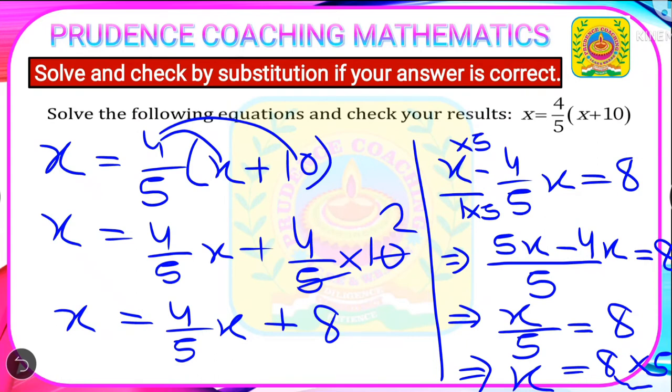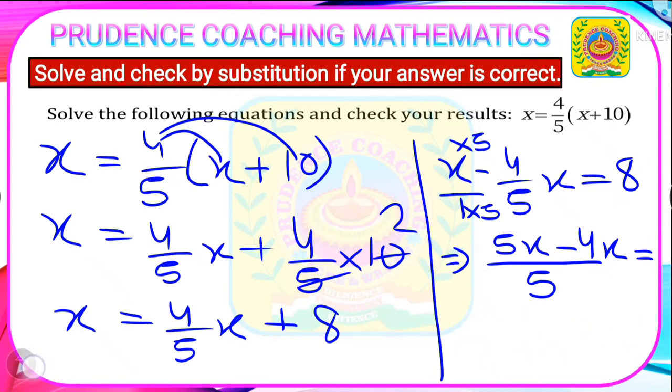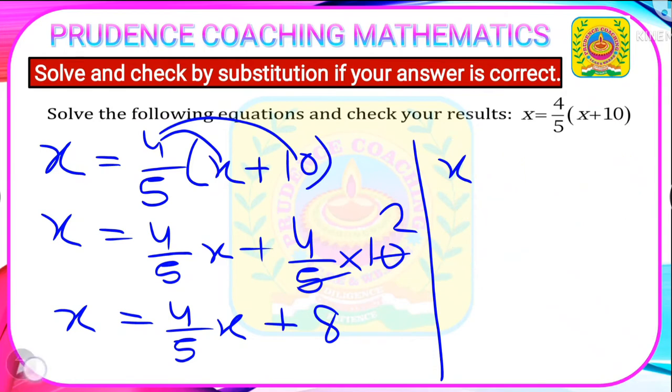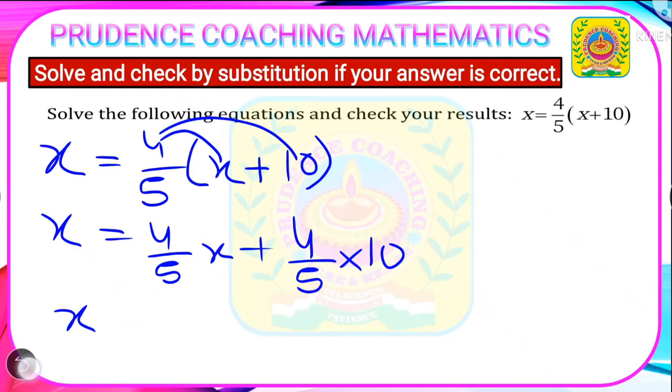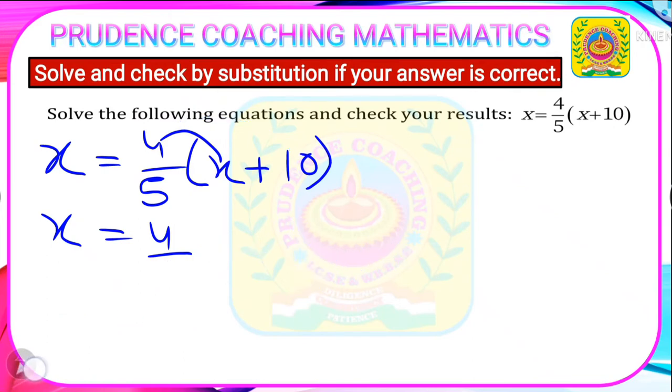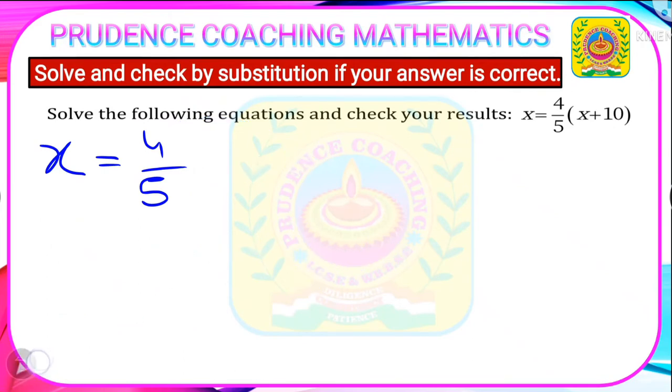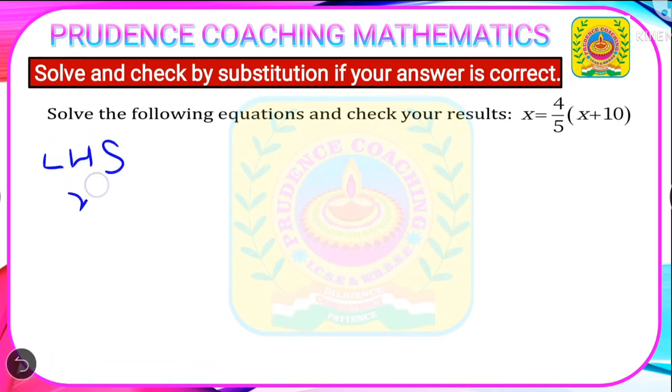Now we need to put this value in the equation given above to check whether your answer is correct or not. So as you can see, in the left hand side we only have x. So on the left hand side we will write LHS, and we will write x equals 40. So first we will write the LHS and then we will solve the RHS. So LHS, that is x equals 40.